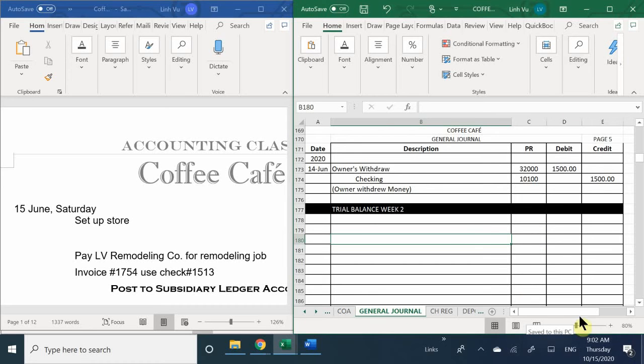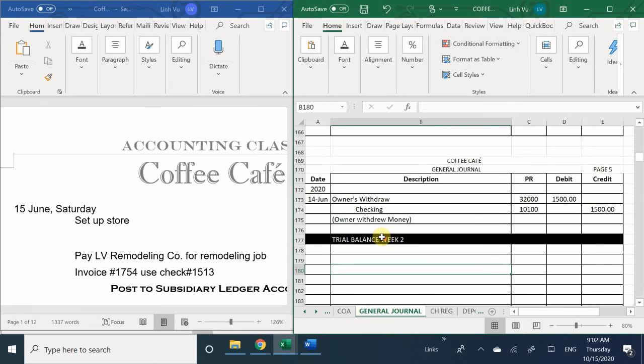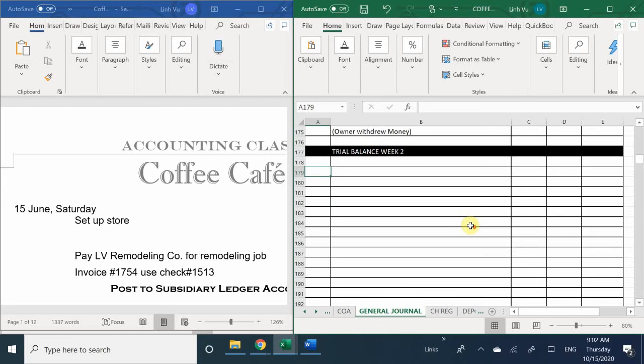So what we're going to do is continue on with our journal. If you guys are doing the worksheet, go ahead and pull out your last sheet from last week. We're going to start right here on general journal page 5. I'm going to do it right underneath my black bar, so at least I know that with my trial balance, I made it.